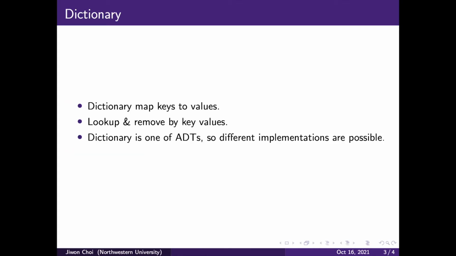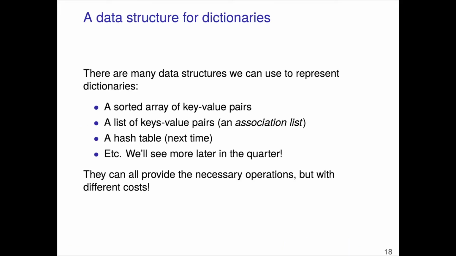So dictionary maps keys to values. There's always a key value pair, and we can search and remove by its key. Dictionary is also one of the ADTs, as we've seen before, like stack, queue, and so on. So different implementations are possible. There are many data structures that we can use to represent dictionaries: a sorted array of key value pairs, a list of key value pairs, a hash table, and so on. Since it's an ADT, many other implementations are possible.